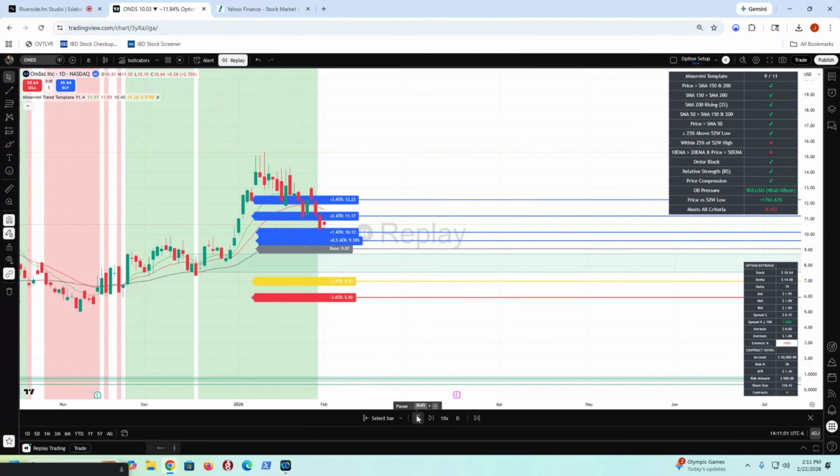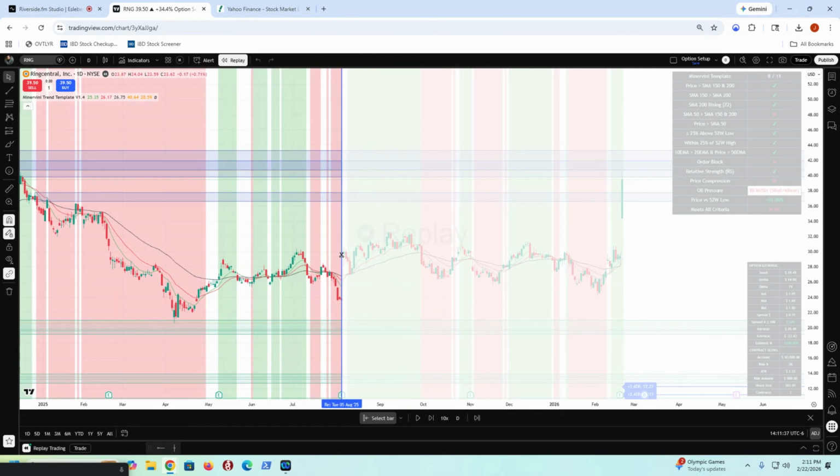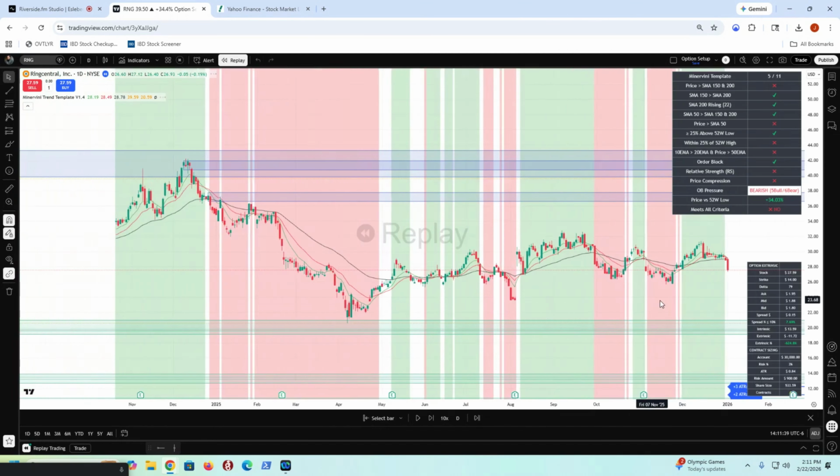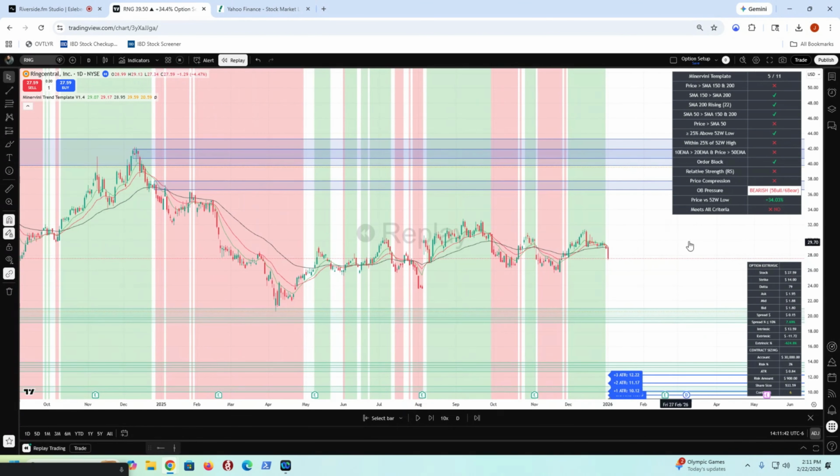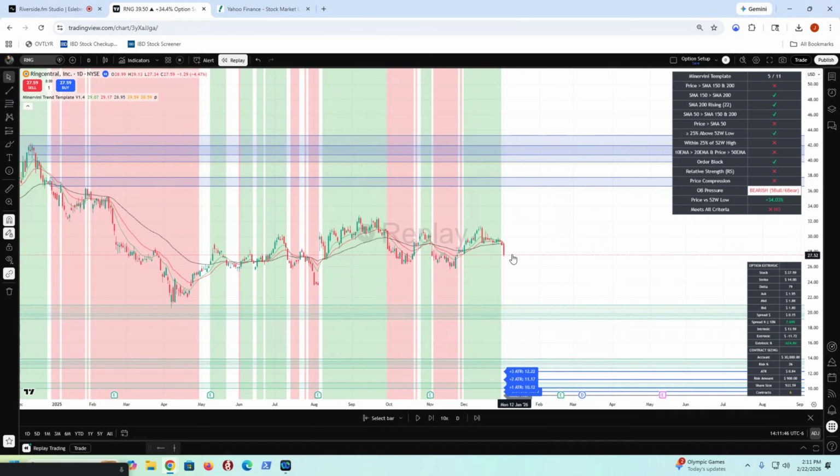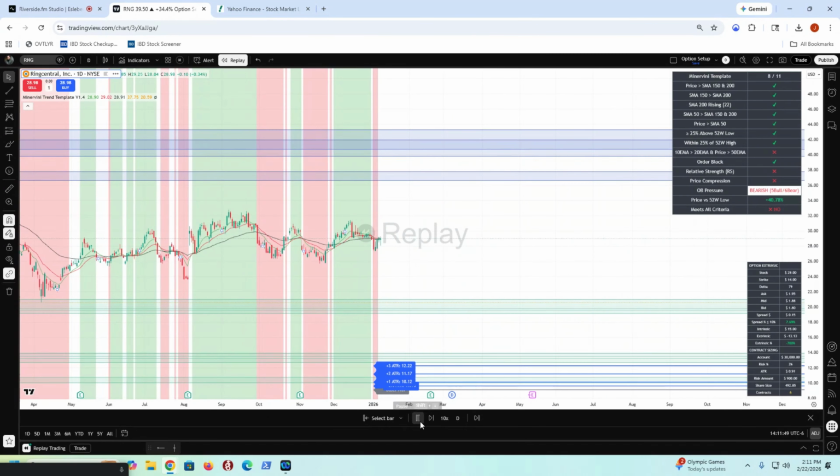See what we got. All right, so let's go into the replay. It looks like this has been trading... Oh, hold on. Let's just see what it is right here. Okay, so it's been trading sideways for a while. It's 34% above its 52-week low. So this would never trigger. This would never, ever trigger. It would never buy anything.